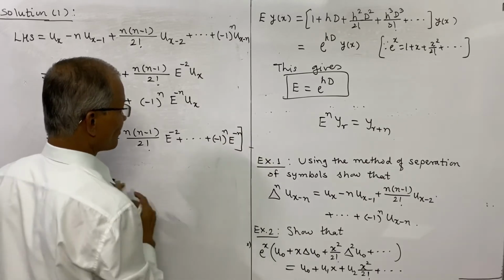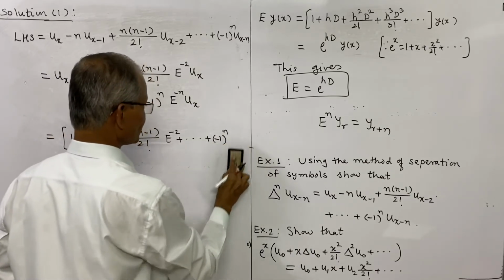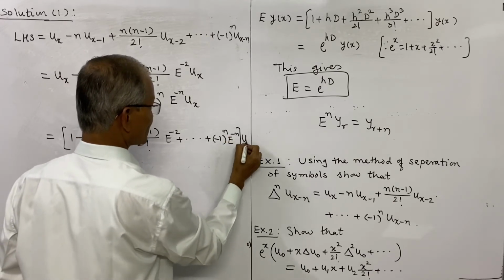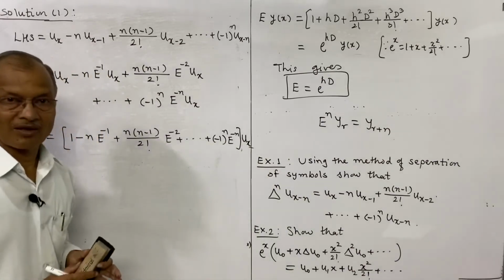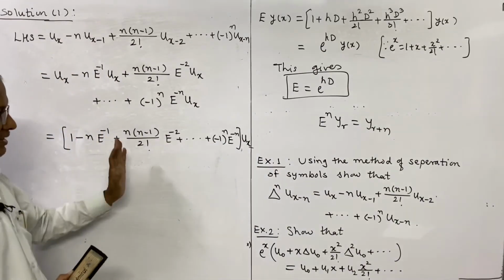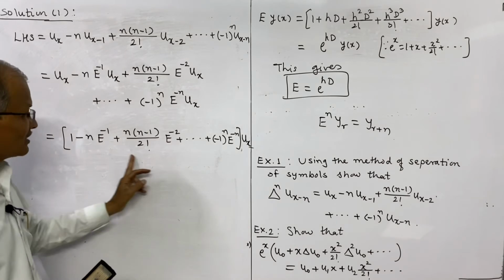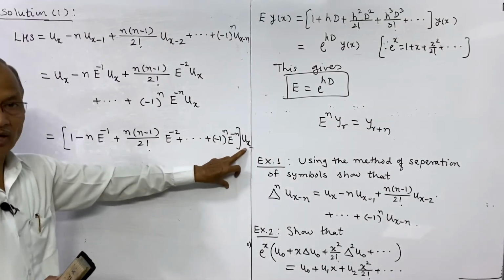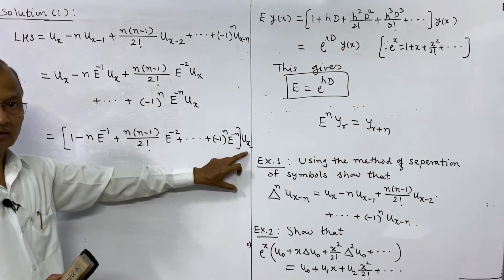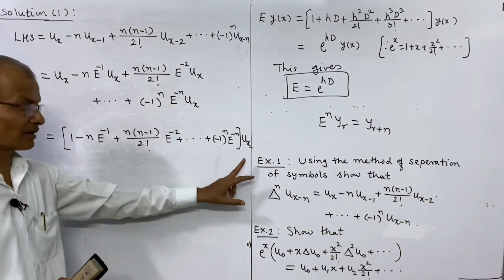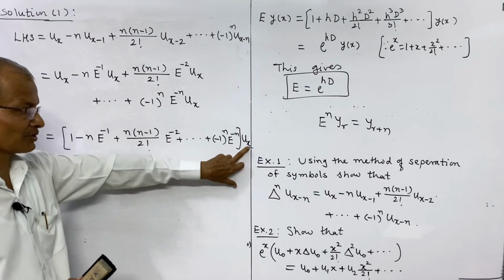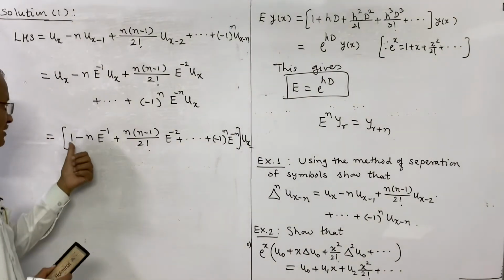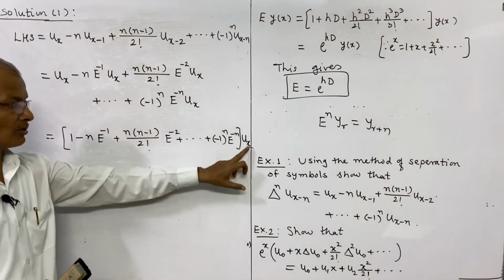And this is operated on ux. This must be written here only. Why not on the next line? Because this is an operator and this must be operated on ux. And remember, ux must be written as the last factor in the product, a post factor. We can't write ux earlier, it will be meaningless. Because all these are operated on ux.